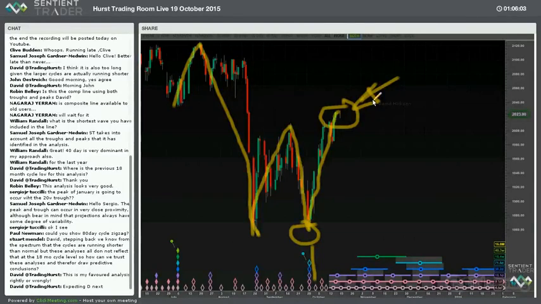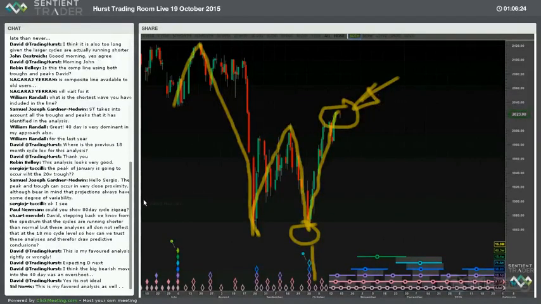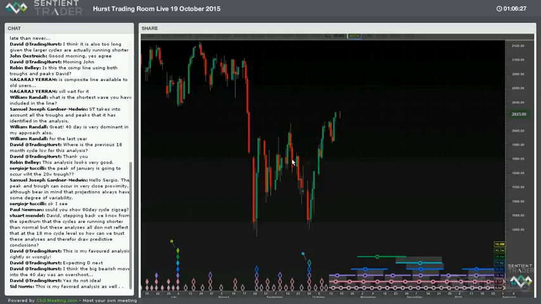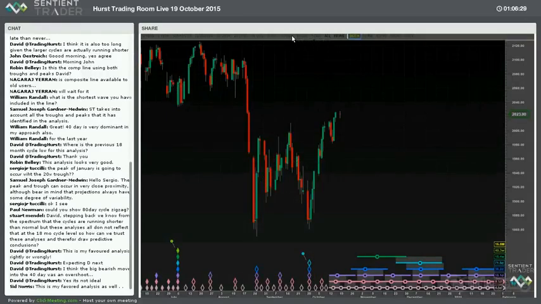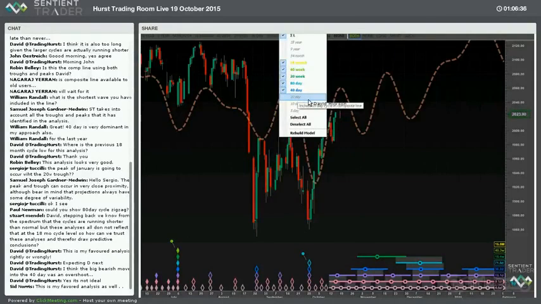And I see David at Trading Hurst says this is his favored analysis. Absolutely, it's a very possible analysis. Personally, I don't mean to insult it, but it's a slightly inelegant analysis. It doesn't have the beautiful picture element to it, but it's a very, very possible analysis. Let's not dwell too much more on it. Let me show you what the composite model line tells us to expect from this analysis. Okay, and there we go.